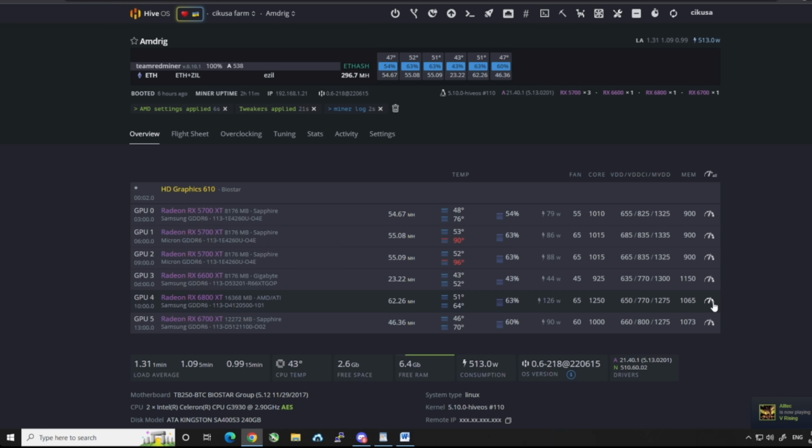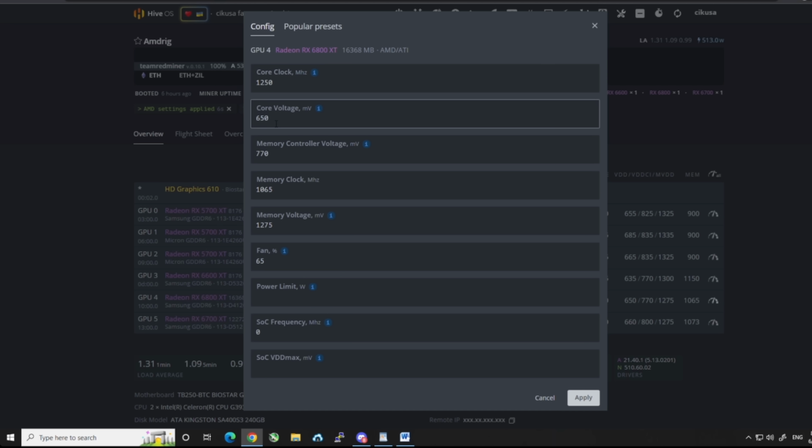Basically, I like to start with, when the card is in R mode, it usually needs a bit less core than before. Before, when you were running them in A mode, you needed to run around 1350 instead of 1250 here. So I start with core 1250, core voltage 650, memory controller voltage. I like to start on 800, even this card on 770.